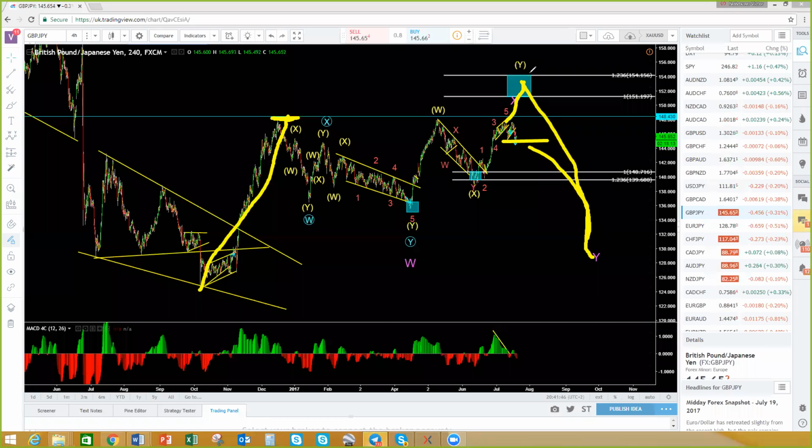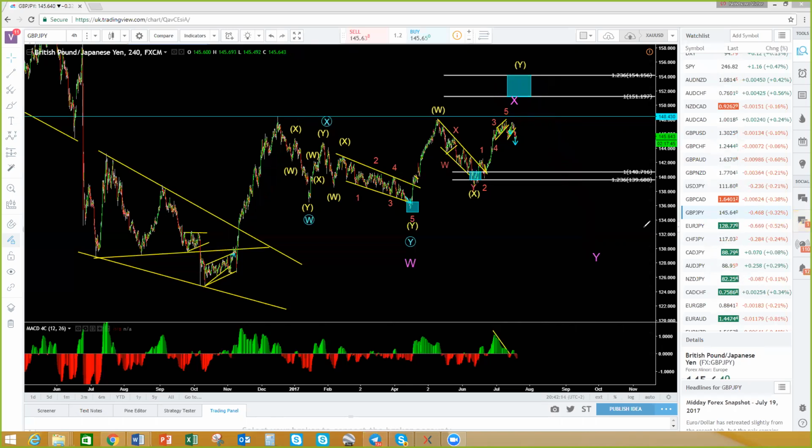But it will be very nice if it gets to the blue box, because blue box areas are the areas where price usually reverses. Okay? So I'll be very happy if it can get to that area. But right now, I'm currently on a sell with a stop loss on this blue line. If it hits the blue line, then I'll be looking to go up with it. So that is GBP JPY.